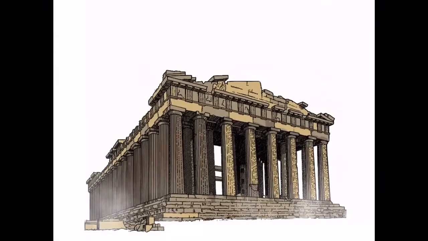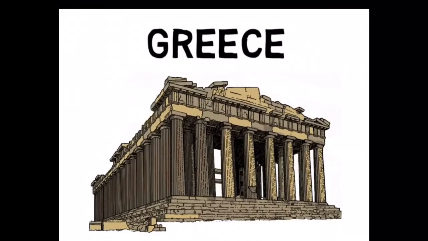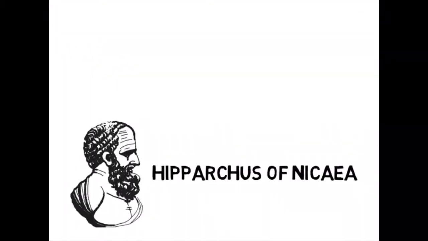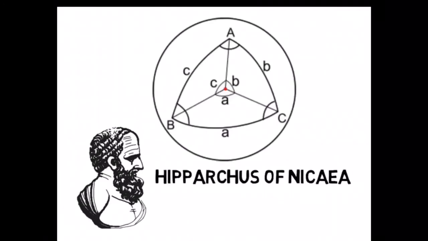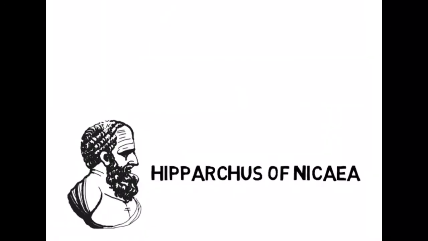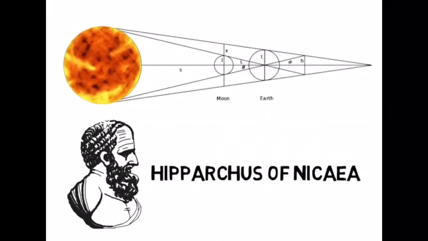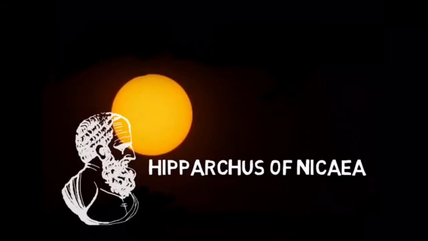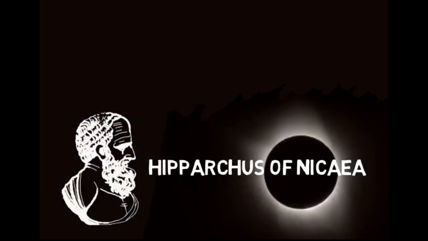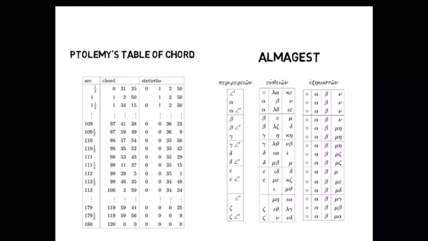Now, if we go to Greece in 140 BC, we can find Hipparchus of Nicaea, who was a Greek astronomer, geographer, and mathematician. He is considered the founder of trigonometry. He developed trigonometry and constructed trigonometric tables, and he solved several problems of spherical trigonometry. With his solar and lunar theories and his trigonometry, he may have been the first to develop a reliable method to predict solar eclipses.